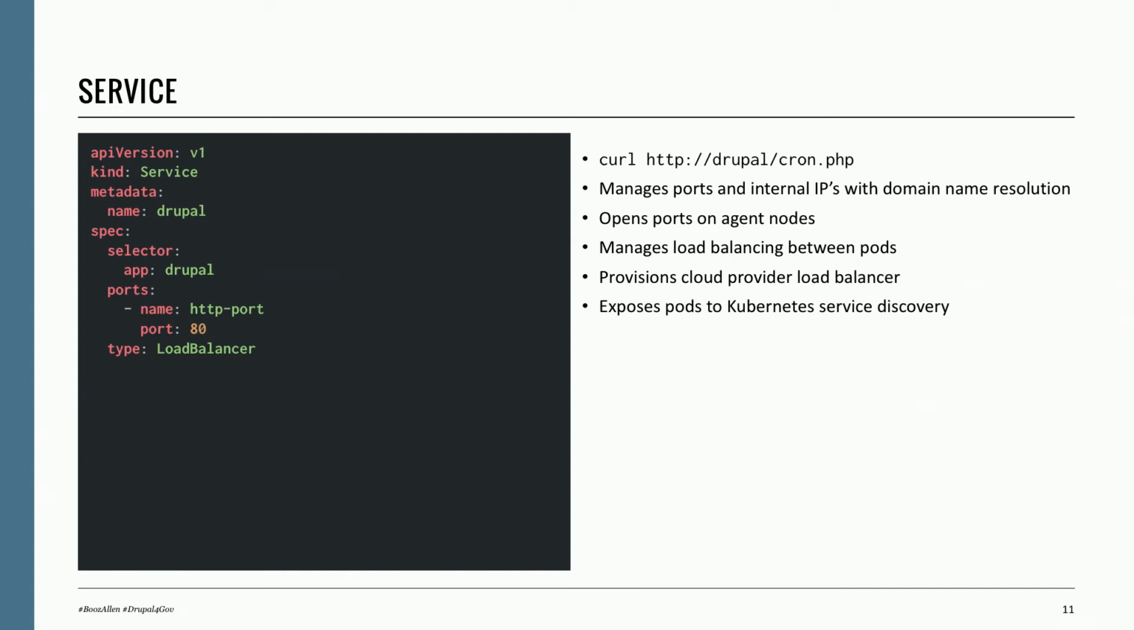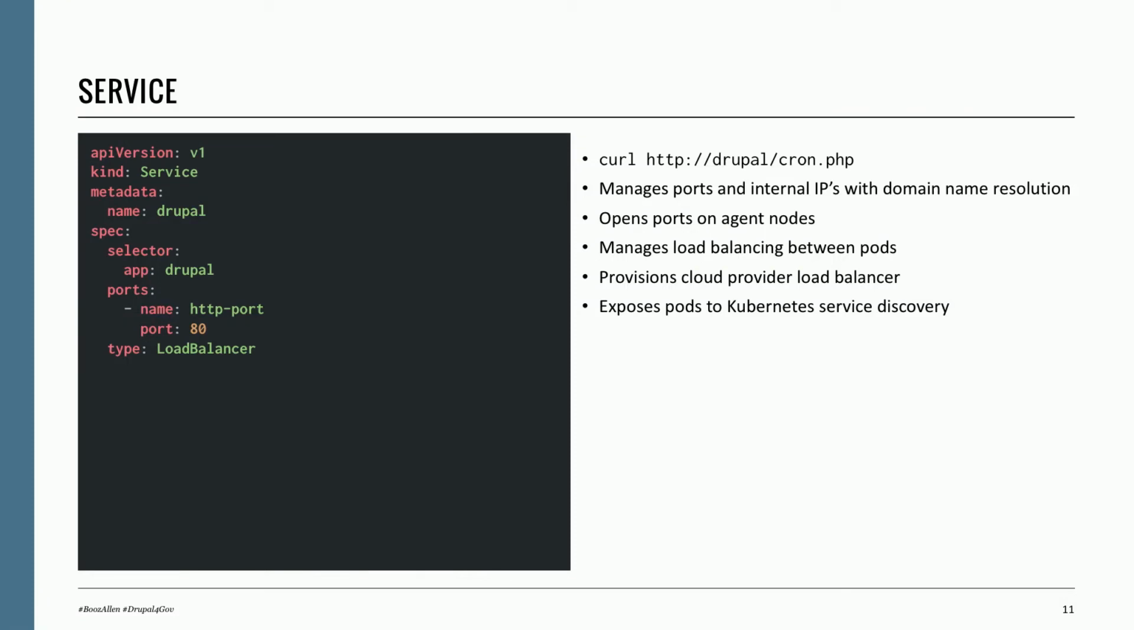And that's the job of the service. If you see the first bullet here, I've suggested that you can curl something called Drupal, which is a little silly, except that that's the name of the service that we've defined here. The Kubernetes service ties directly into Kubernetes' dynamic DNS system. So every time you define a service, Kubernetes has a DNS entry for that service name that is available to everything running inside the cluster.